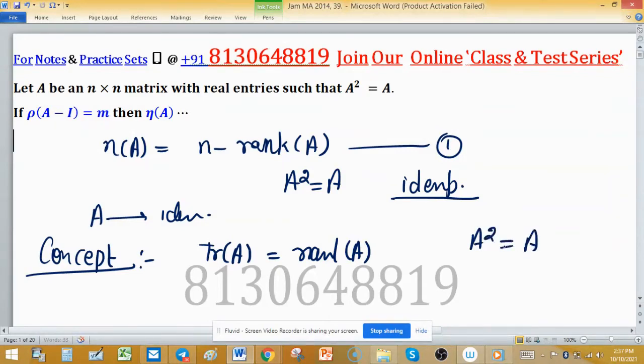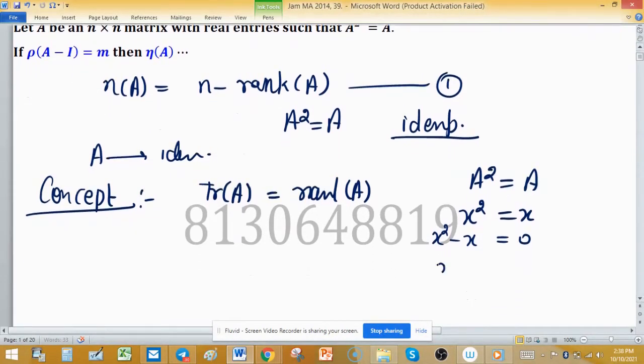For an idempotent matrix, the characteristic polynomial will be x square equals x, because by the Cayley-Hamilton theorem every matrix satisfies its characteristic polynomial. So x square minus x equals 0, and the values of x are 0 and 1. These are the eigenvalues of matrix A.